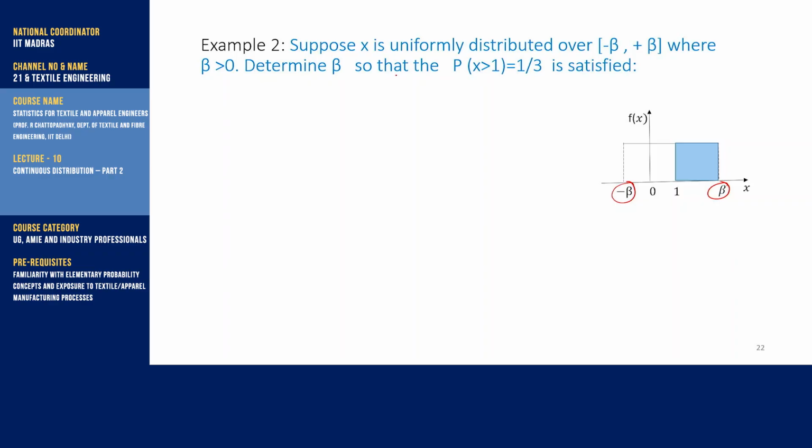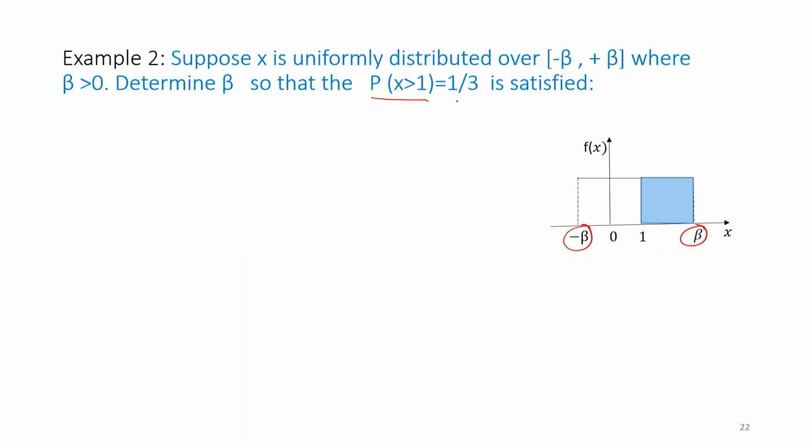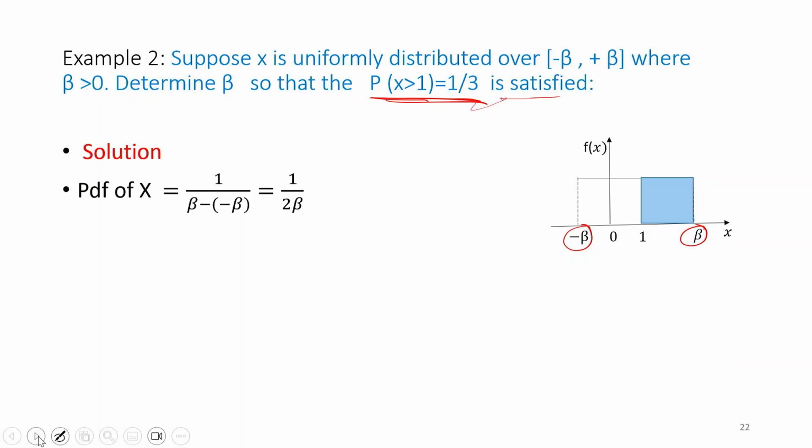Determine beta so that P(X greater than 1) is 1 by 3 is satisfied. So this is given. Probability that x will be more than 1 is 1/3. This is what is given. So for what value of beta is this going to be satisfied? That is what the question is. So how to go about it? The solution procedure is going to start.